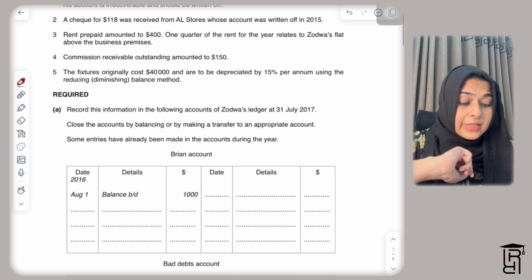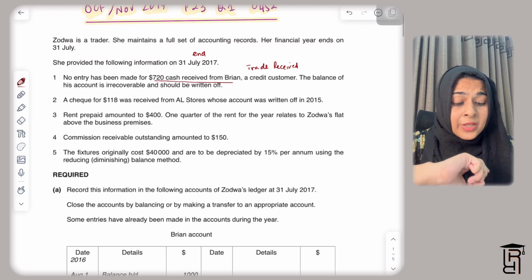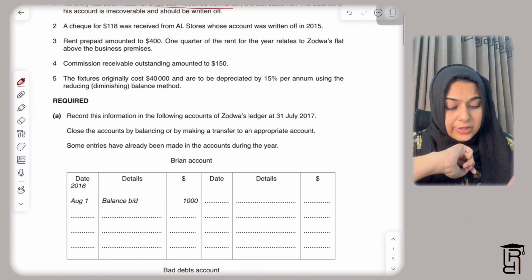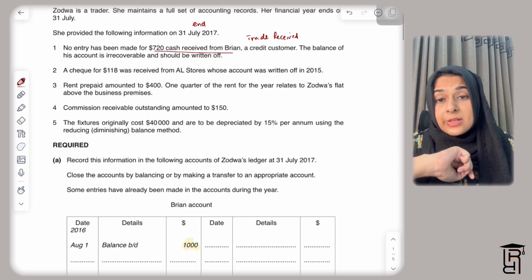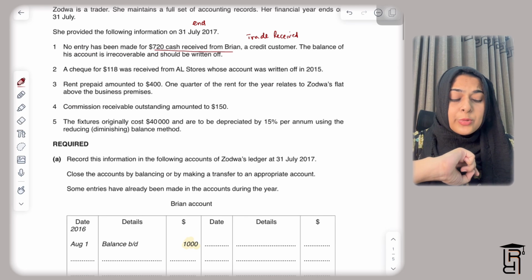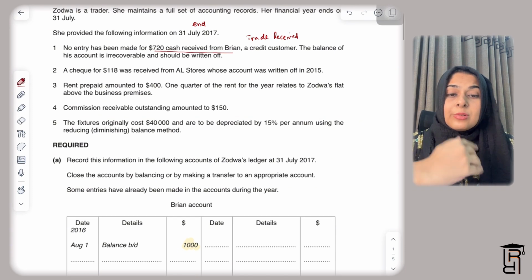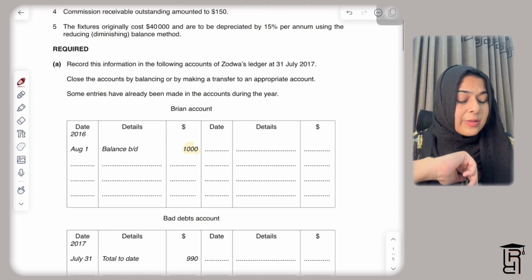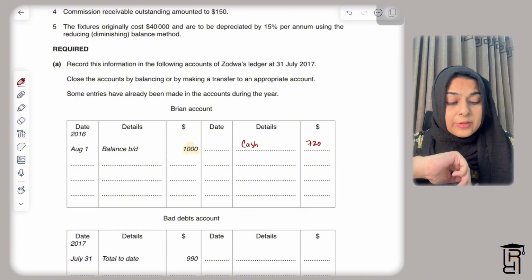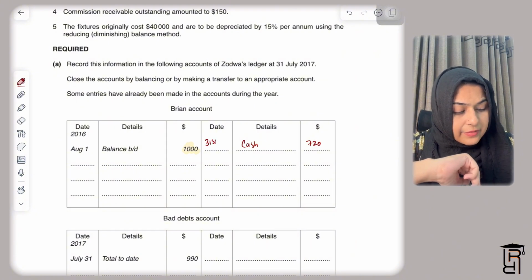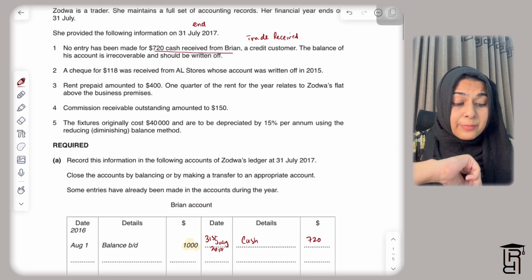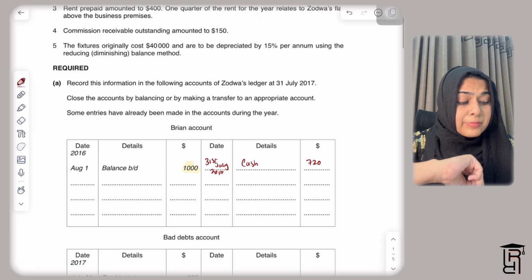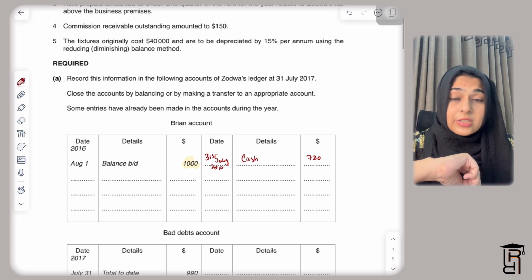Some entries have already been made in the accounts during the year. They have given you a balance brought down in Brian's account, which is $1,000, but Brian is actually paying us $720 in cash. So the double entry for that will be cash debit, Brian credit. In Brian's account, I'll write on the credit side cash, $720, 31st July 2017. And then the remaining I need to write off. So 1000 minus 720 is $280, which I will write off.